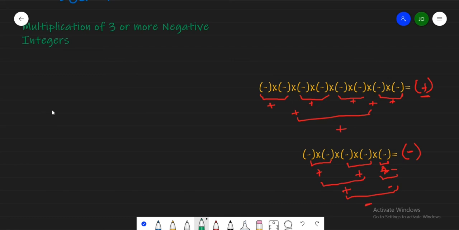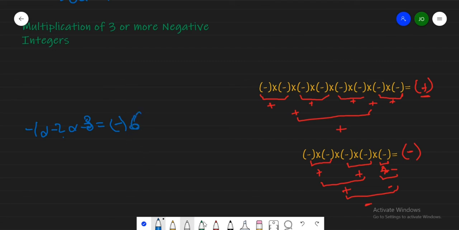Let's take some examples and do this. -1 into -2 into -3. We know that if we multiply a negative integer three times, the result will be negative in nature. So we write a negative sign before, and then we multiply this as whole numbers. 1 into 2 becomes 2, and 2 into 3 becomes 6. So the result is -6.